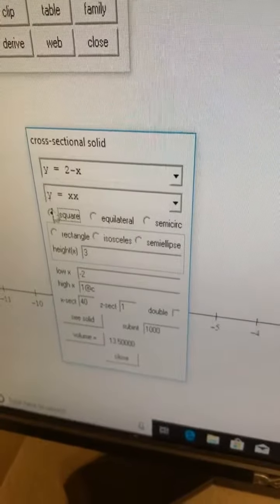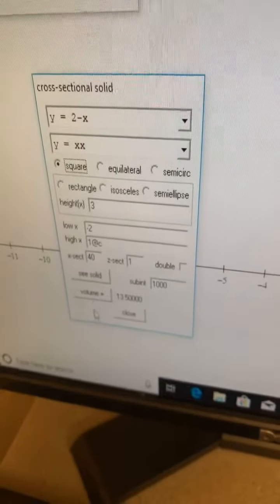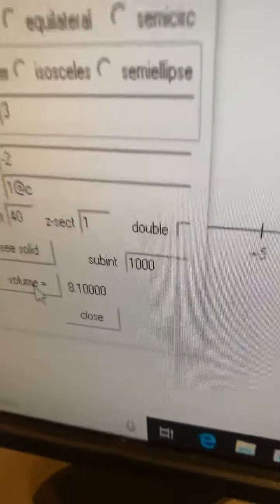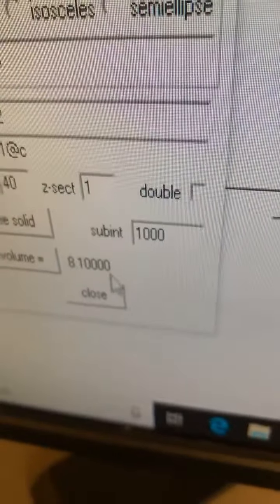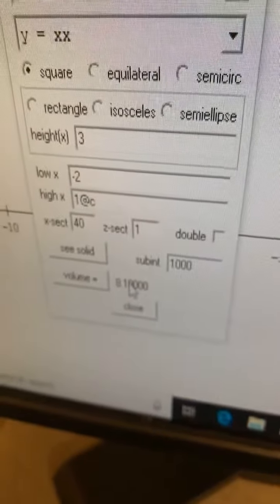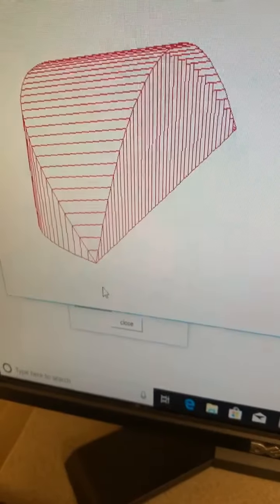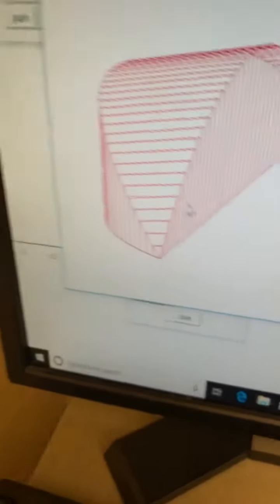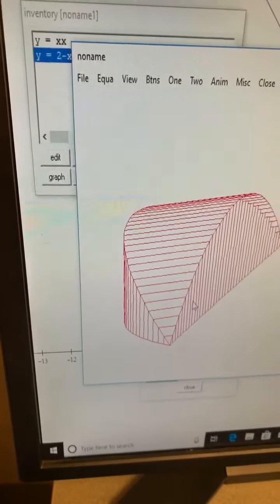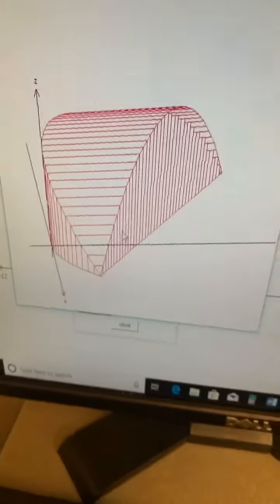Okay, now I'm going to switch this over to a square. We're going to look at the volume. Look, the volume is 8.1. So the volume changes based on the shape that you're dealing with. So let's see what this shape looks like as a square. And I know it's kind of confusing. It's really weird looking. Why does it look like that?